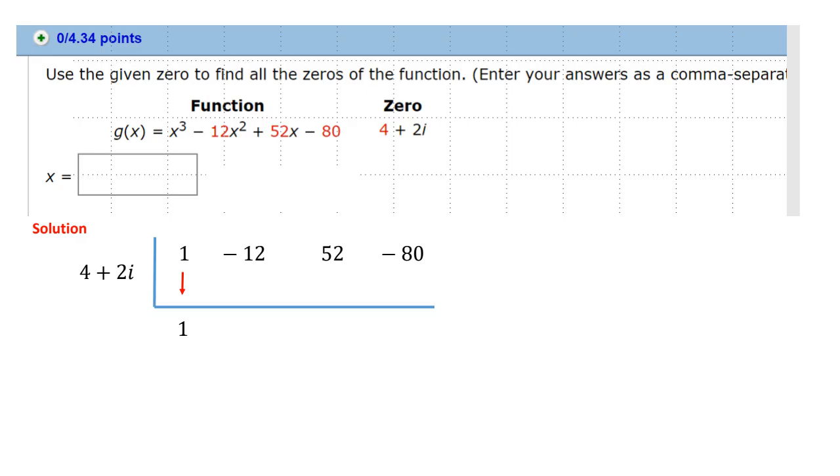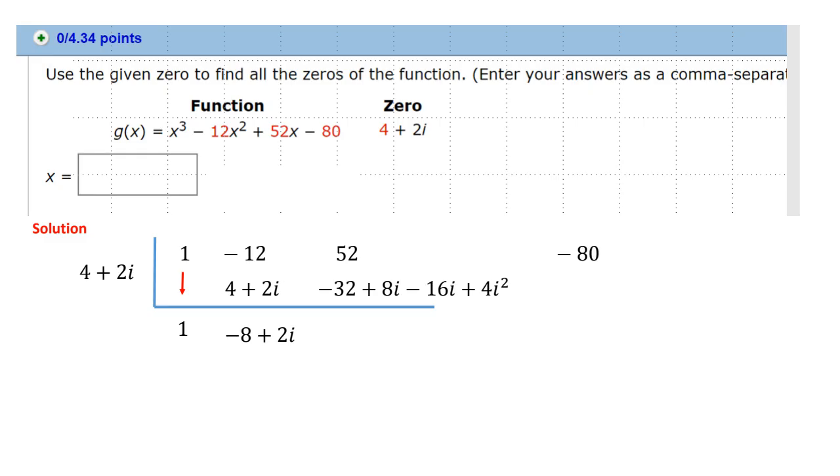Again, first you have to check that your polynomial is in descending order and you are not missing any term. I have a cubic, a squared term, a linear term and a constant. I'm not missing any terms and it is in descending order. So let's go ahead and start our synthetic division: bring down our 1, multiply that 1 times 4 plus 2i, add it with the -12. So it's just the real parts that I'm adding. -12 plus 4 is -8.